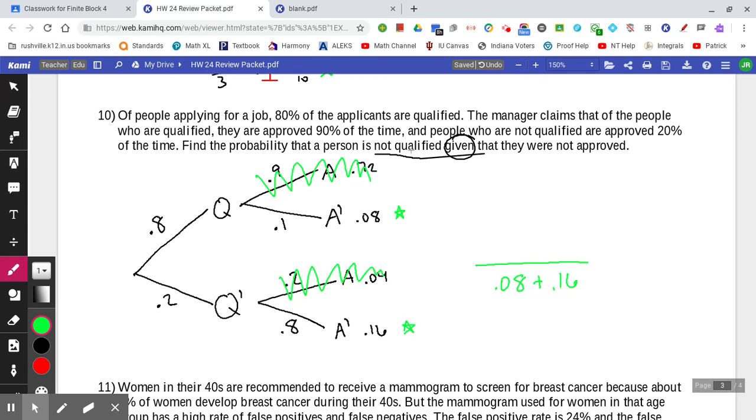The numerator says find the probability that they are not qualified. So here's not qualified, so it's going to be this one right here. So this is going to be 0.16 over whatever this sums to be. And again, use a calculator, and that's going to give us 2/3.